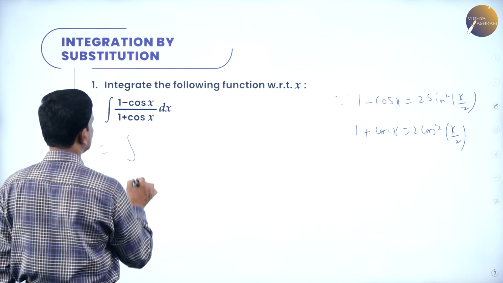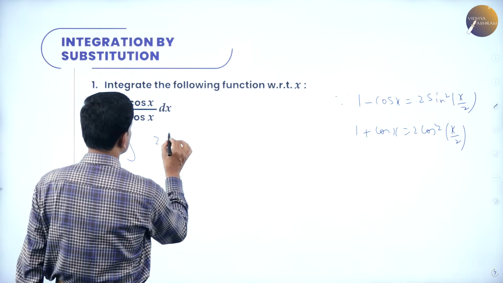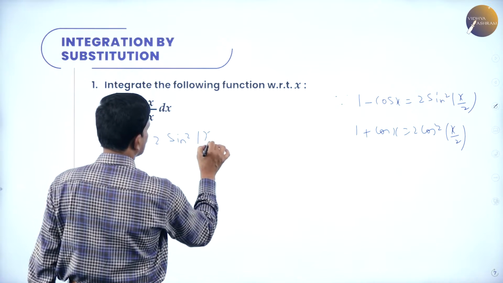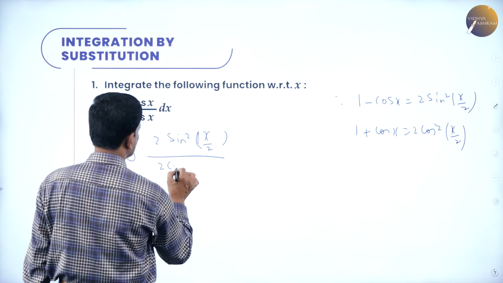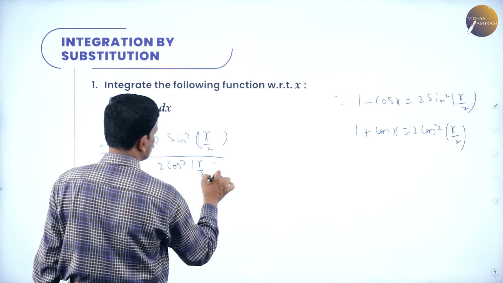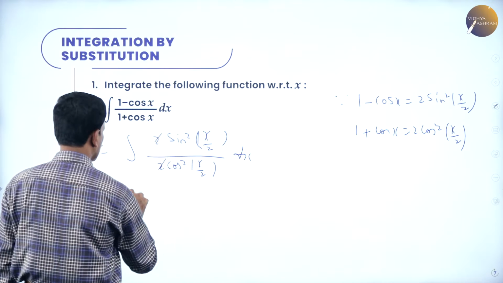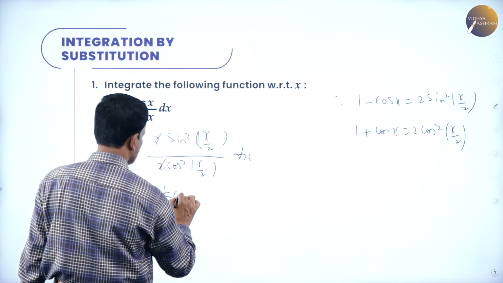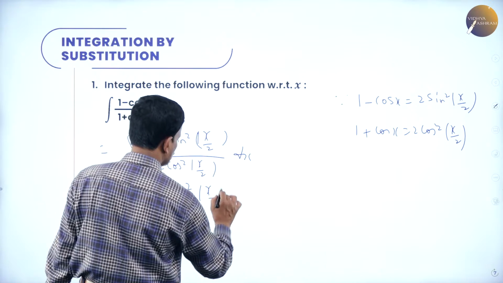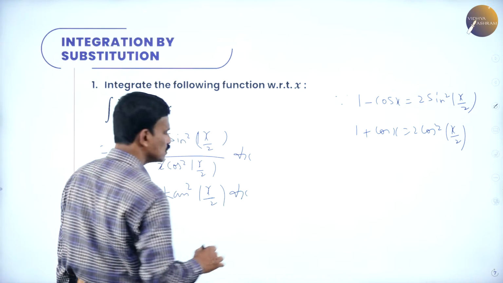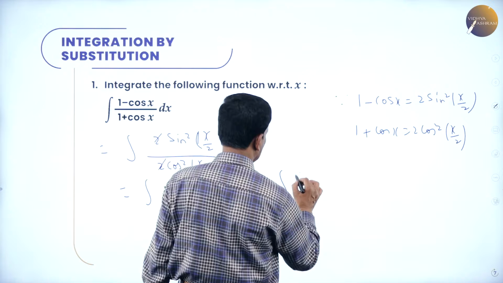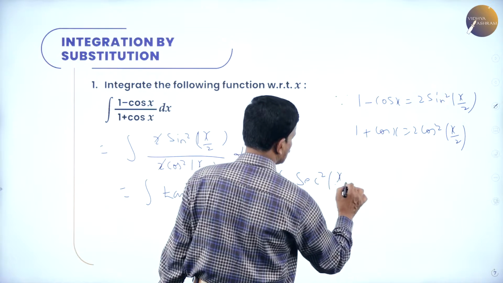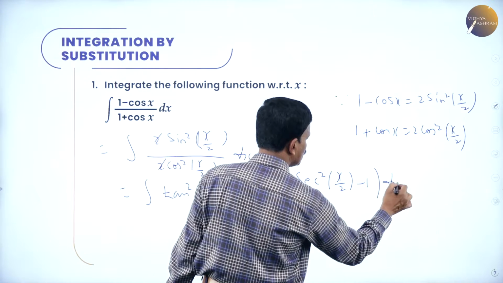Okay, now just use these formulas. This is equal to integral of 1 minus cos x, which is 2 sin square x by 2, divided by 1 plus cos x, which is 2 cos square x by 2, dx. So 2 and 2 get cancelled. Sin square by cos square is tan square x by 2 dx. Now as such you cannot integrate tan square, this can be written as secant square x by 2 minus 1 dx.